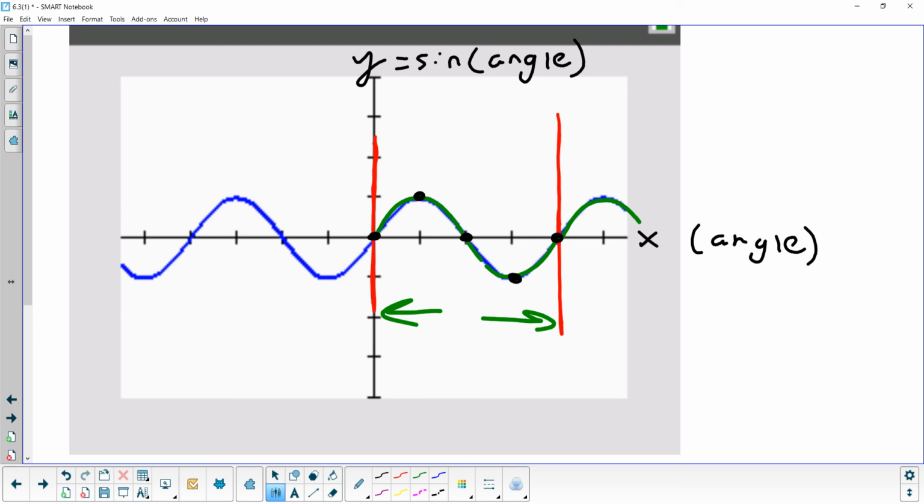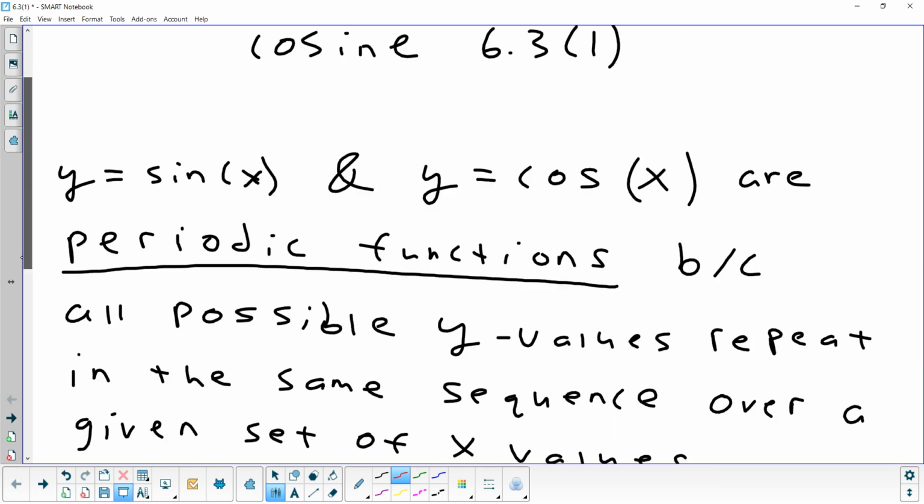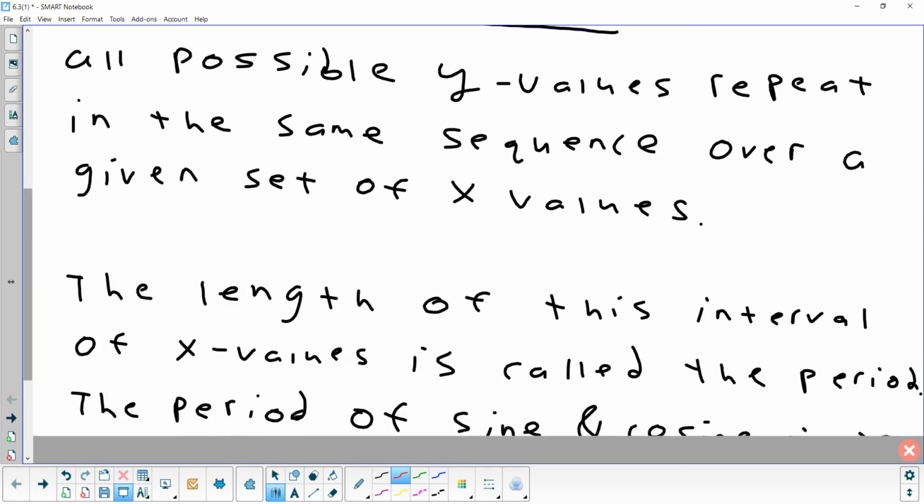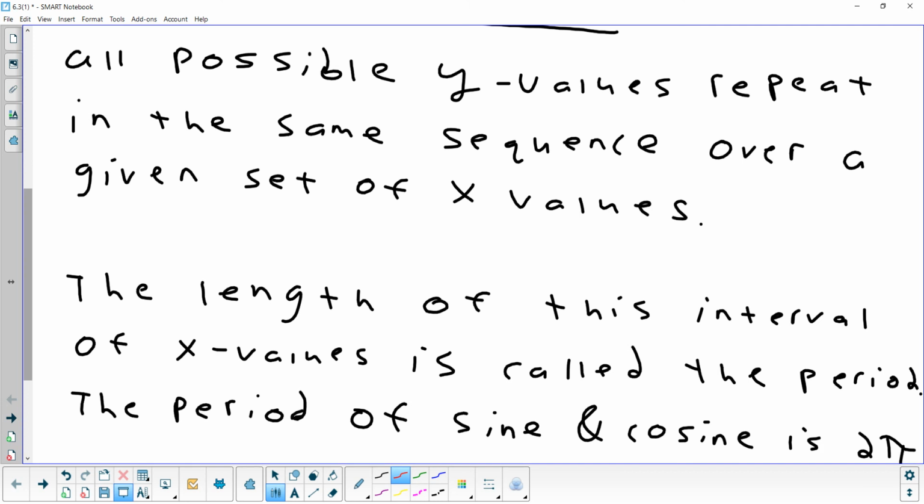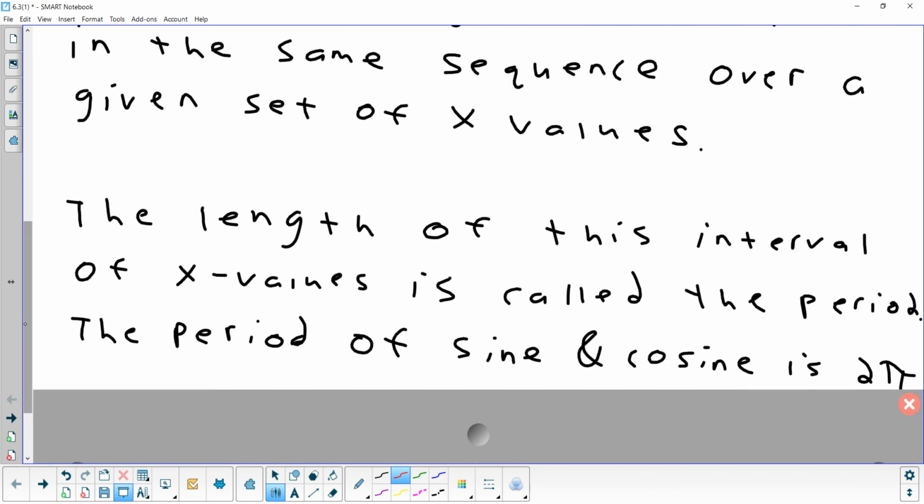Now, if we don't do any kind of transformation to the graph, we don't stretch it, shift it, compress it, we don't transform it at all, the distance from here to here is a certain amount. And that distance is 2 pi. So the length of the interval that you have to travel before the graph will begin to repeat itself is 2 pi radians, or 360 degrees.